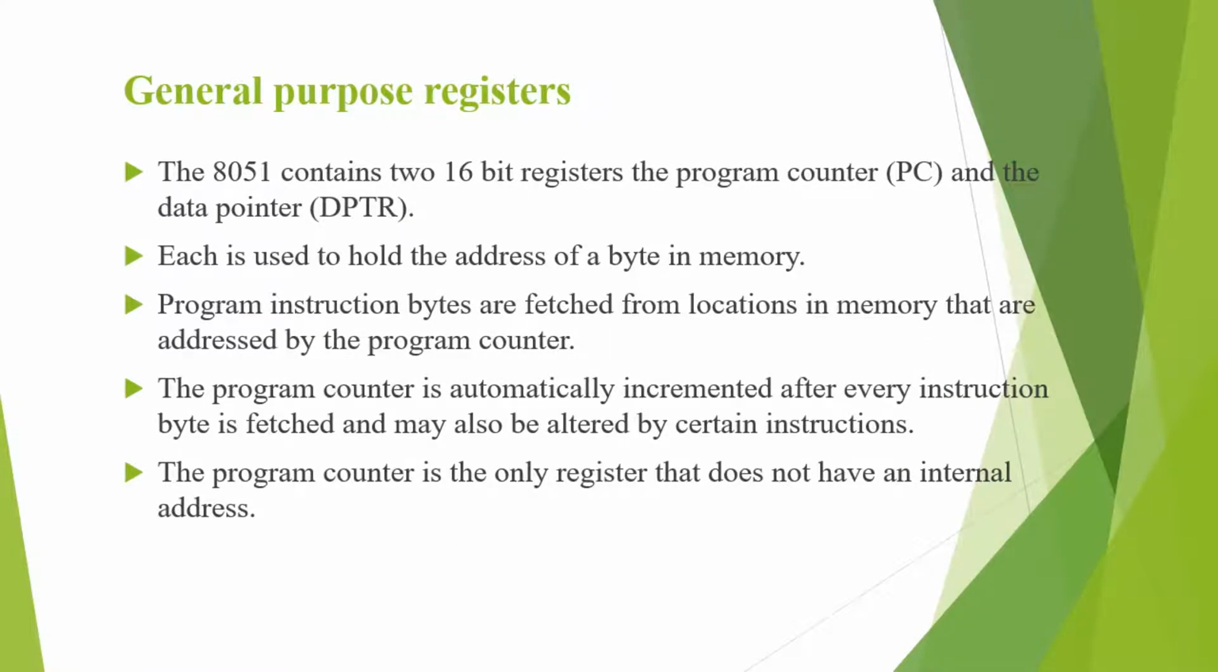8051 contains two 16-bit registers, that is the program counter and the data pointer. Each of them is used to hold the address of a byte in memory. The program counter points to the address of the next instruction to be executed. Program instruction bytes are fetched from the locations in memory that are addressed by the program counter. The value of the program counter is automatically incremented after every instruction byte is fetched, and it can be altered by certain instructions. The program counter is the only register which does not have an internal address.